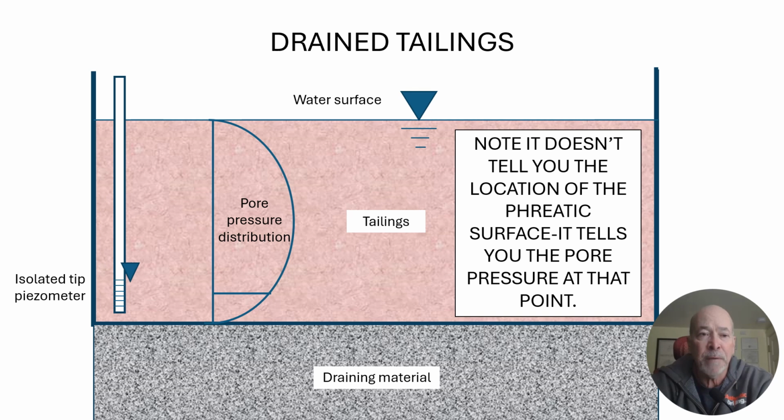So that isolated tip piezometer does not tell you the location of the phreatic surface. It tells you the pore pressure at that point. And that's what most good isolated tip piezometers do, like a vibrating wire piezometer. It tells you the pore pressure at a point and not the level of the water table or water surface. So that's a very important thing to remember.